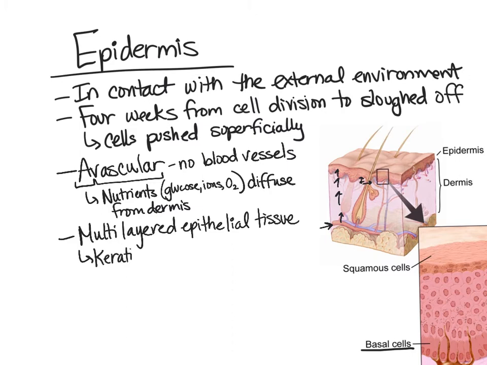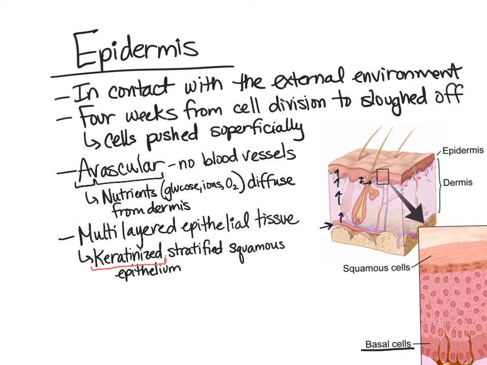So keratinized, stratified, squamous epithelium. What that means is this first one, keratinized, means that it becomes filled with keratin. It makes keratin, and we're going to talk more about that. These are our keratinocytes, so it makes lots and lots of keratin.